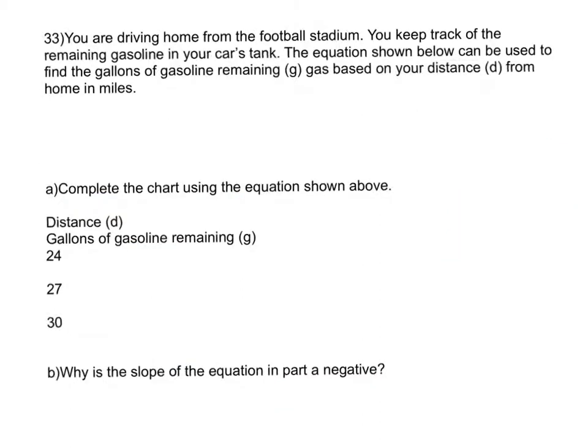For number 33, it says that you are driving home from a football stadium. You keep track of the remaining gas in your car's tank. The equation shown below can be used to find the gallons of gasoline remaining based on your distance from your home in miles. So if we take a look at the equation they give you on number 33, they have G equals 15 minus 1/15 D. It says complete the chart using the equation shown below.